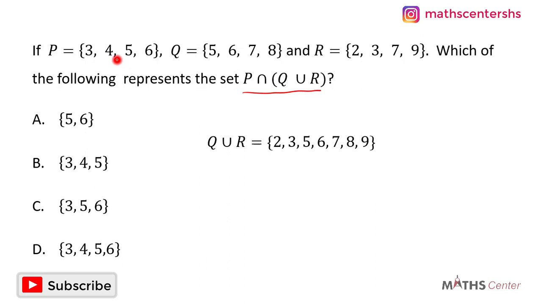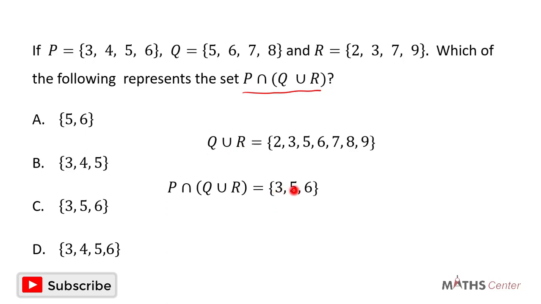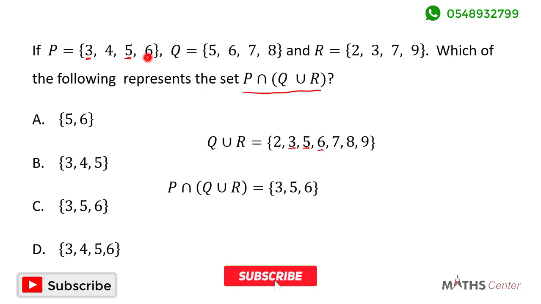So the members that are both in set P and set Q union R are 3, 5, 6. We have 3 here, we have 3 here, we have 5 here, we have 5 here, and we have 6 here, we have 6 here. So members in set P intersection Q union R are 3, 5, 6. When we look through the options, we can see that the correct option is C.